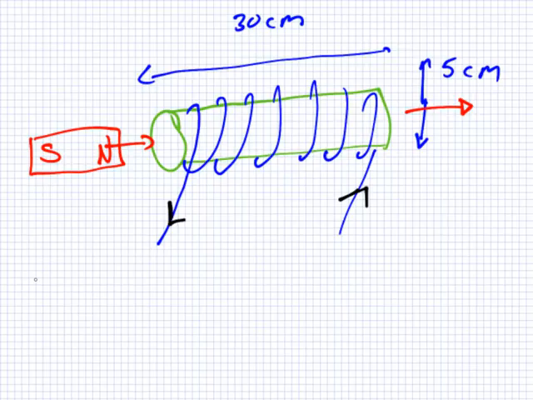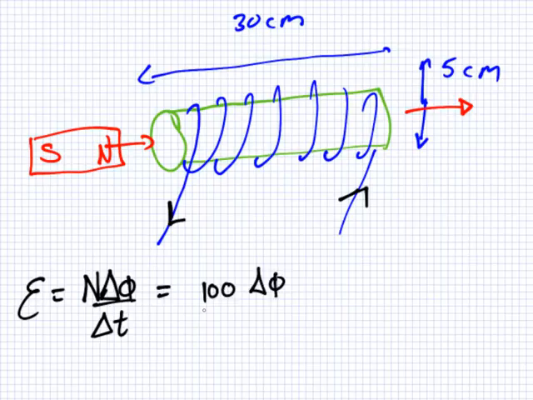Now I won't bother with the minus sign, because we already know it's heading towards us. So it's N change in flux over the time. Now the N we do know, it's 100. The flux, we don't know yet, but the time we do know. What's the time? 3 seconds. Now, we have to work out the change in the flux, which is the change in BA.